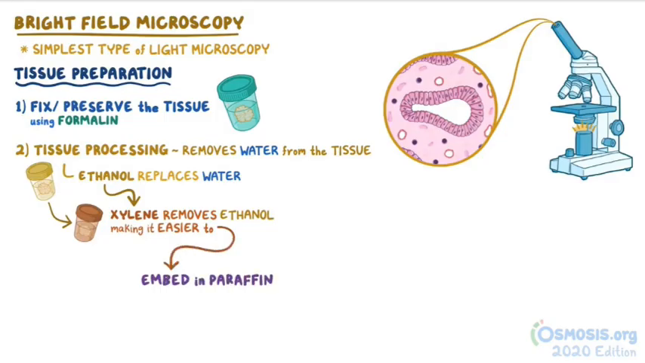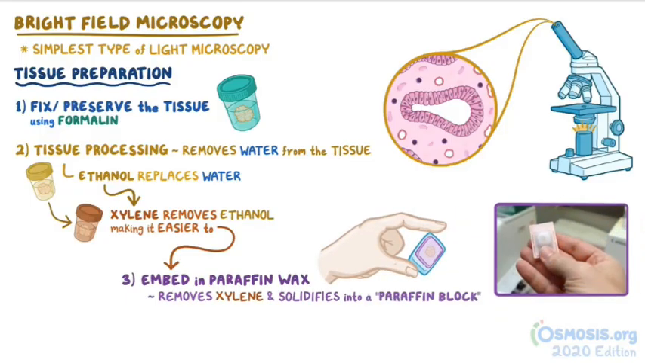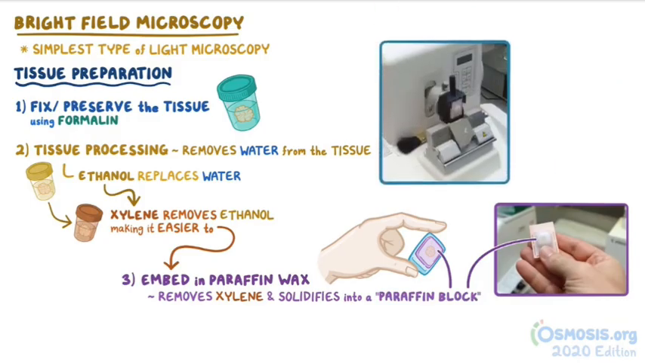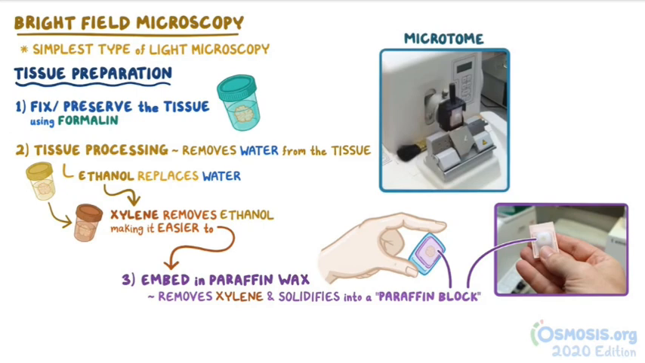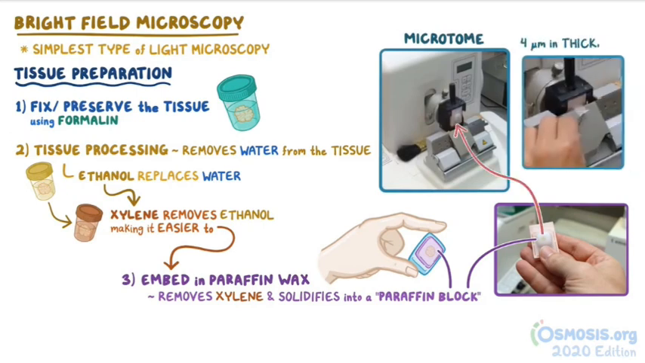Embedding the tissue in paraffin wax is the third step, which removes xylene from the tissue and also solidifies into a paraffin block that makes it easier to section, or cut the tissue into very thin slices. This is done using a machine called a microtome, which most labs use to cut the paraffin block into slices 4 micrometers in thickness.